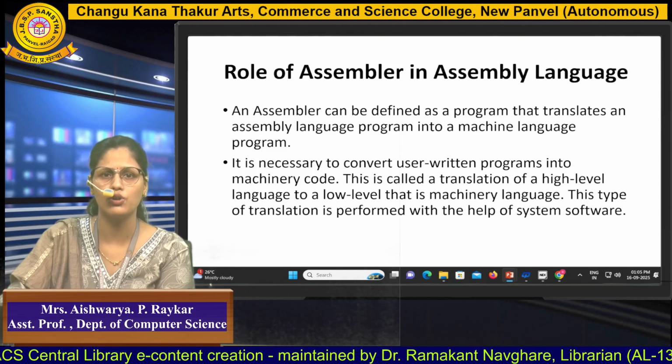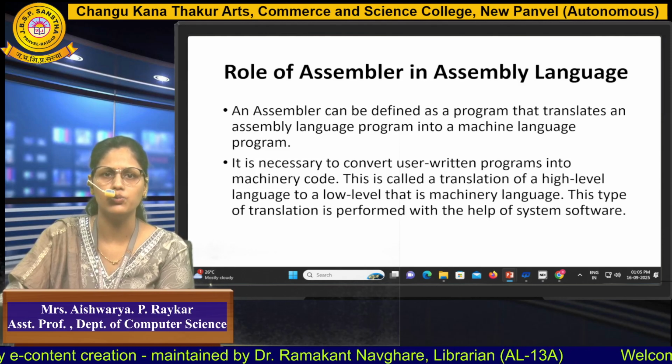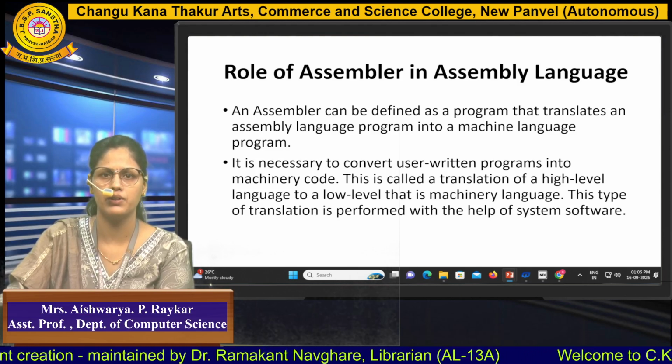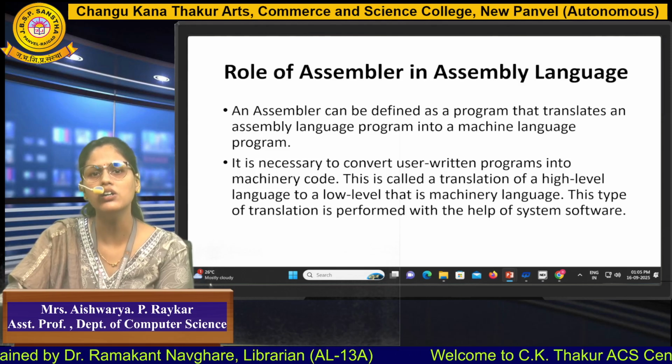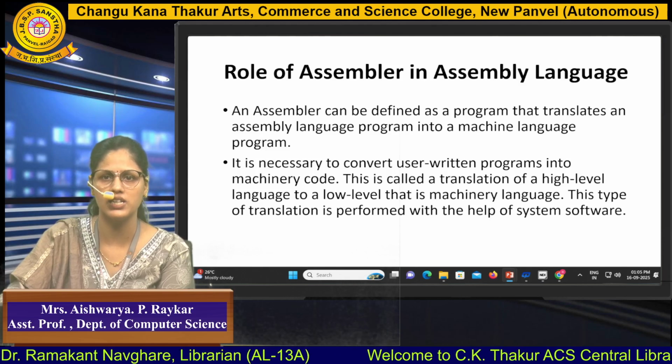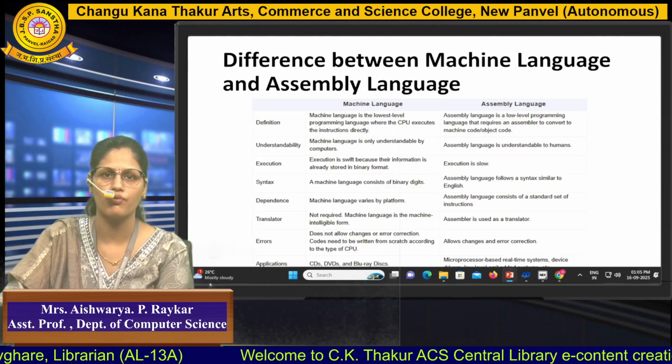Why is there a need? Because the user written program is converted into the machine language understandable form. So this is called what? Translation of high level language into a low level language, that is the machine language. And this type of translation is performed with the help of the system software.